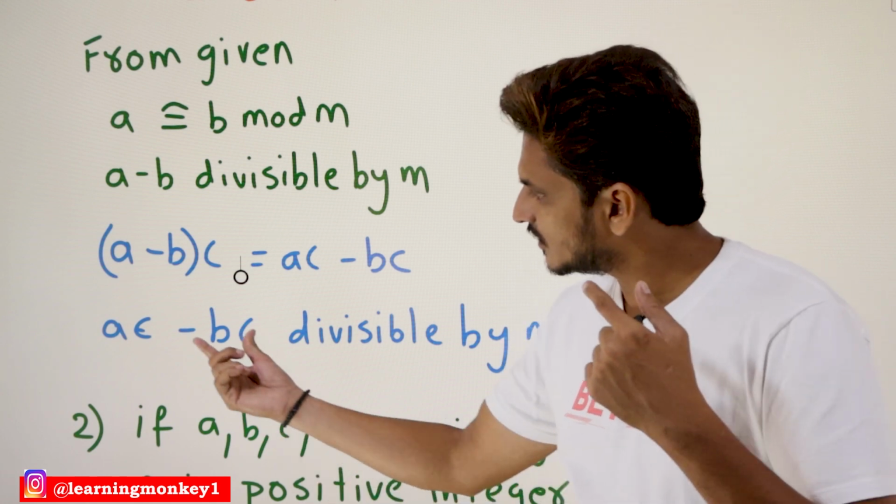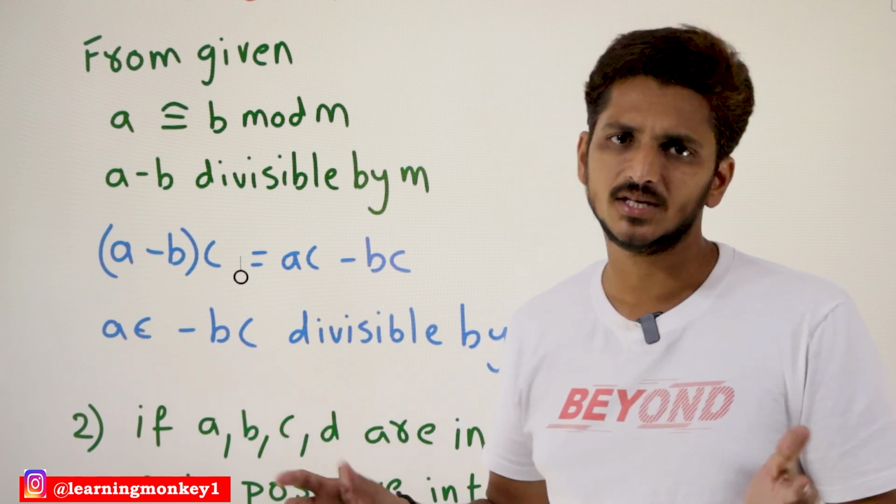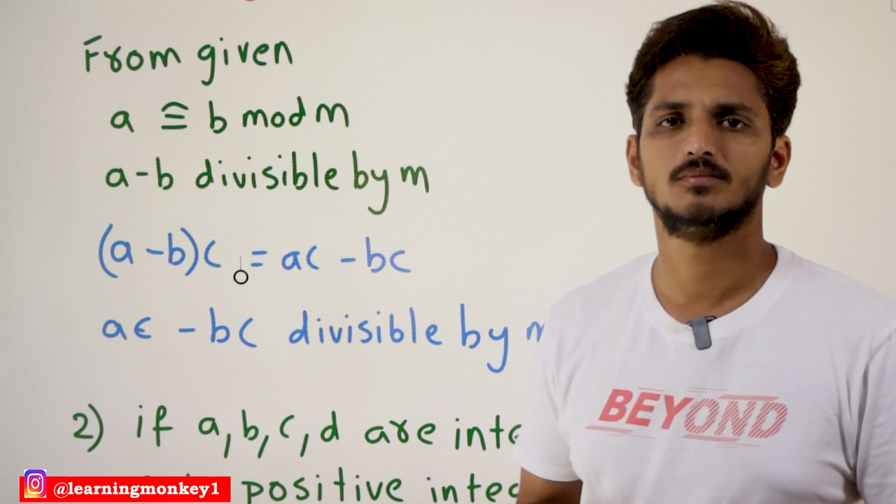If you understand the congruence formula, this is what it means: AC minus BC, if it is divisible by M, means AC is congruent to BC modulus M.